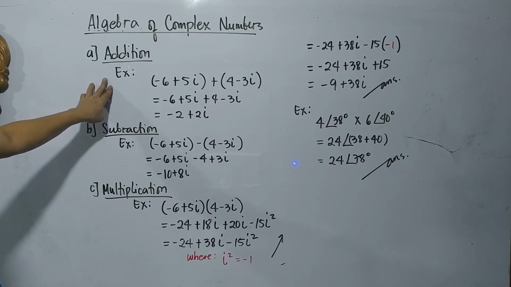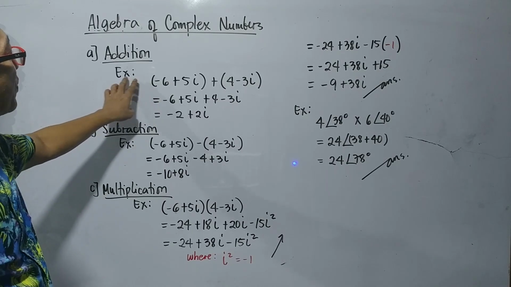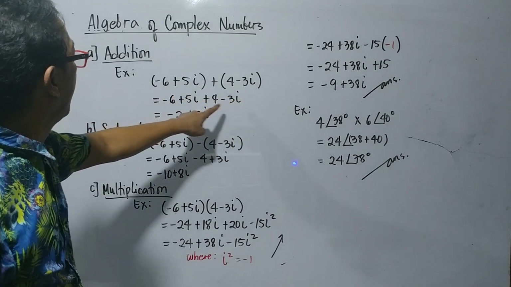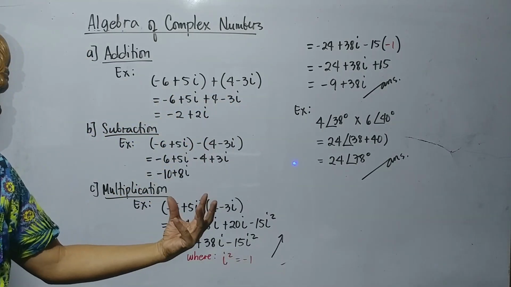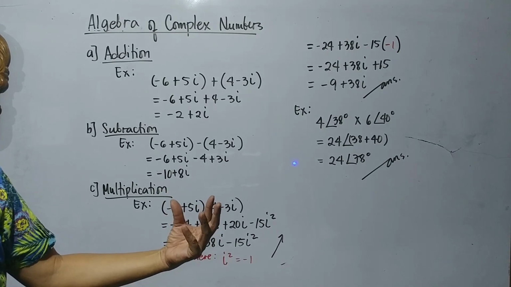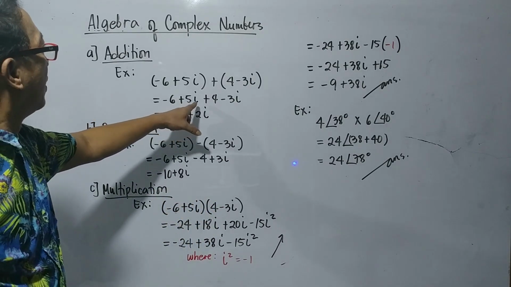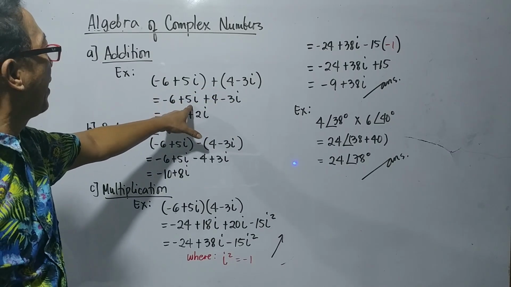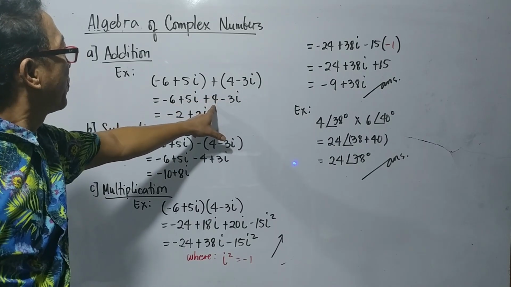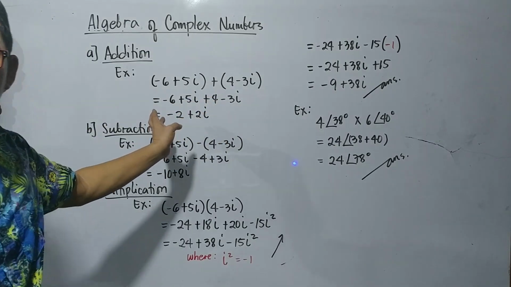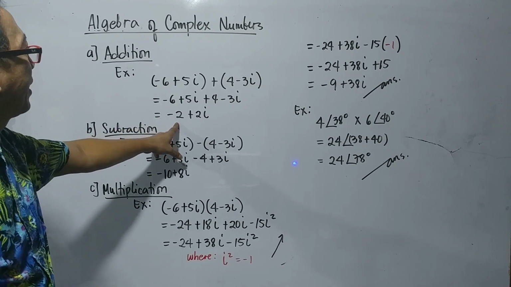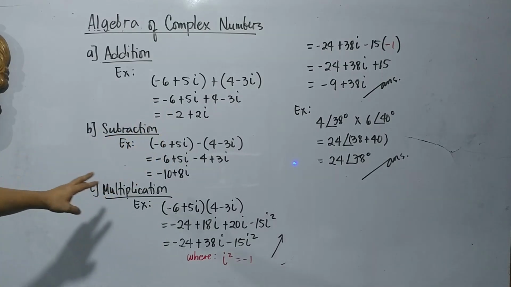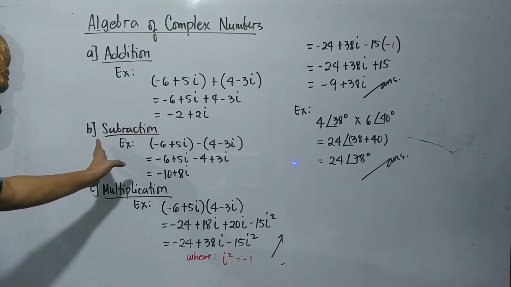For addition, if you have negative 6 plus 5i to be added with 4 minus 3i, apply the same algebraic knowledge that you have. Just remove the parentheses. So, you recopy negative 6 plus 5i, then plus 4 minus 3i. Then apply addition. So, you have now negative 2 plus 2i. So, this is linear.